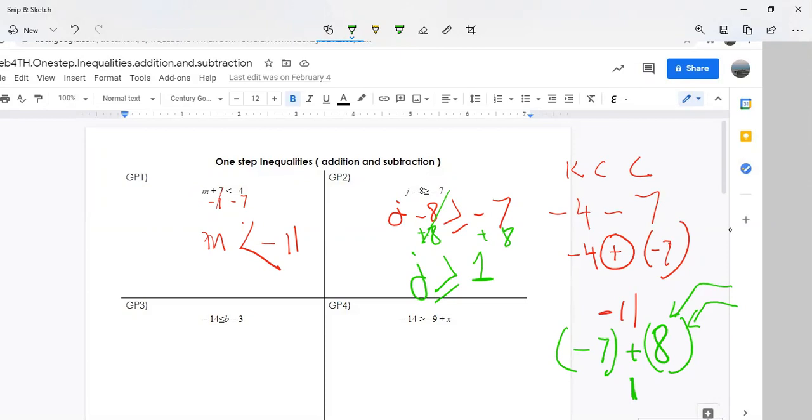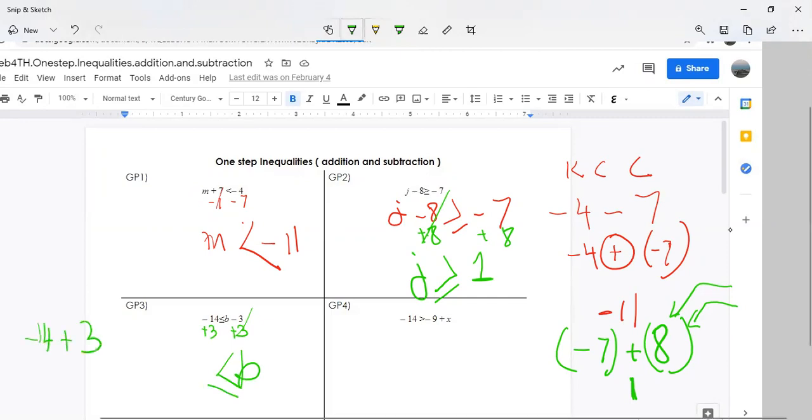All right, let's do this one. Same thing. Isolate the b. I need to get rid of -3. The opposite of that is +3 to both sides. Right side, there's no thinking, it's going to cancel. I'm left with b greater than or equal to. Well, what's -14 plus 3?